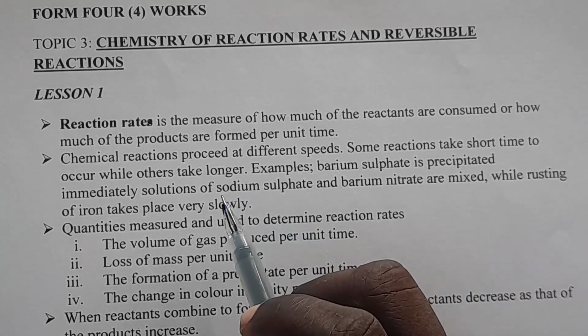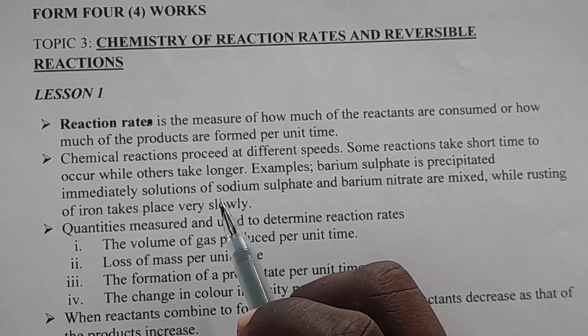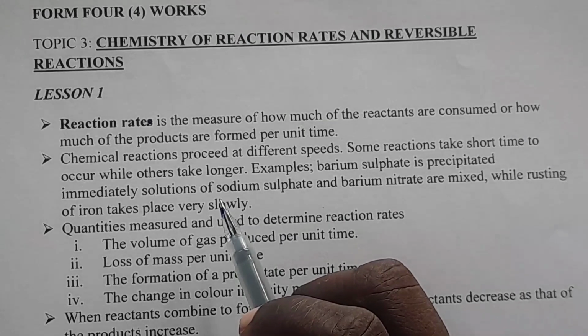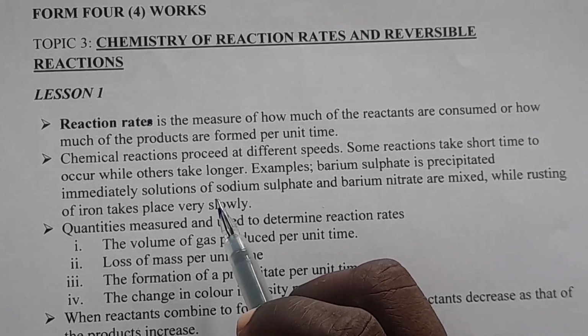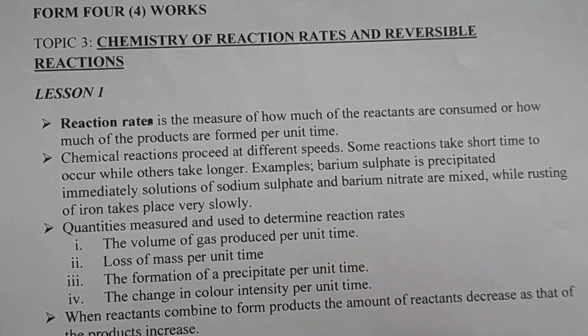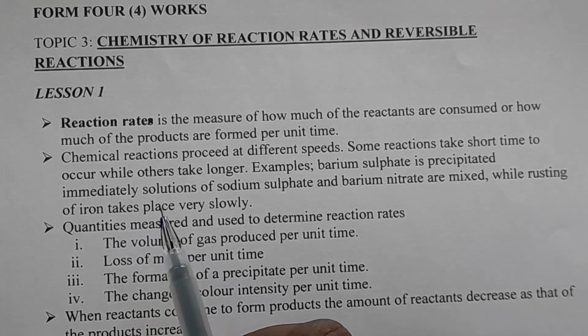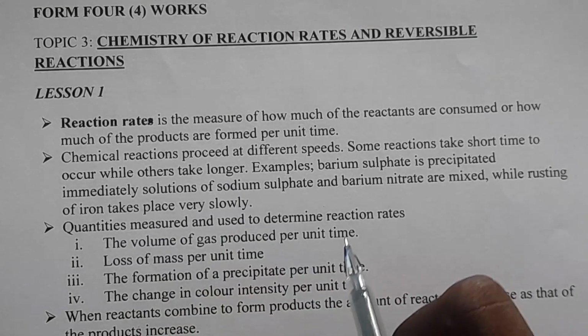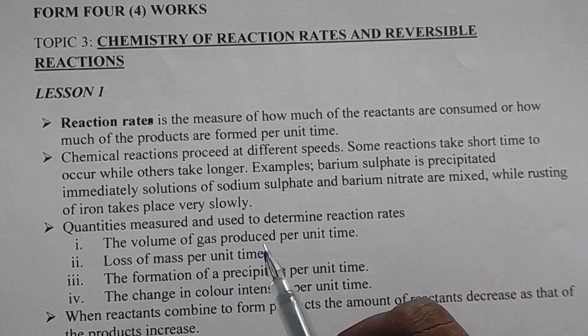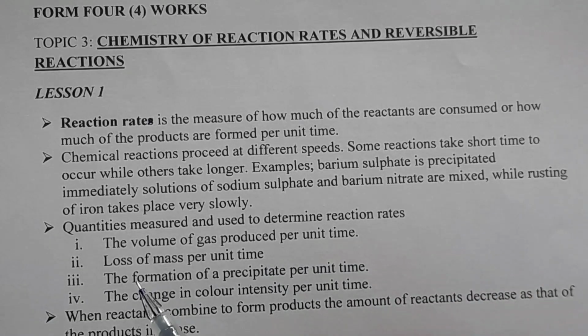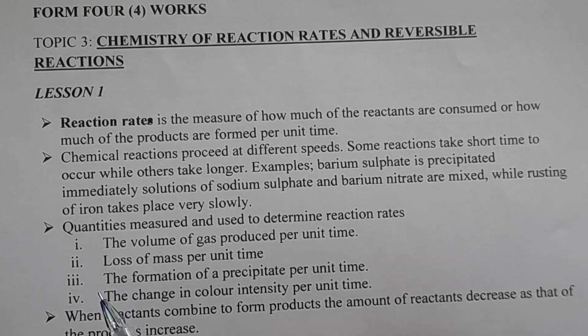Even we have some reactions which take place at a moderate speed. A good example is the reaction between zinc and dilute sulfuric acid or dilute hydrochloric acid. Next, we are going to go to quantities measured and used to determine reaction rates. 1, the volume of gas produced by unit time. 2, loss of mass by unit time. Number 3, the formation of a precipitate by unit time. Number 4, the change in color intensity by unit time.